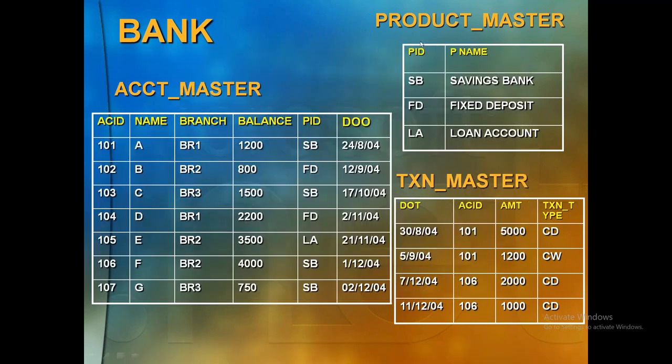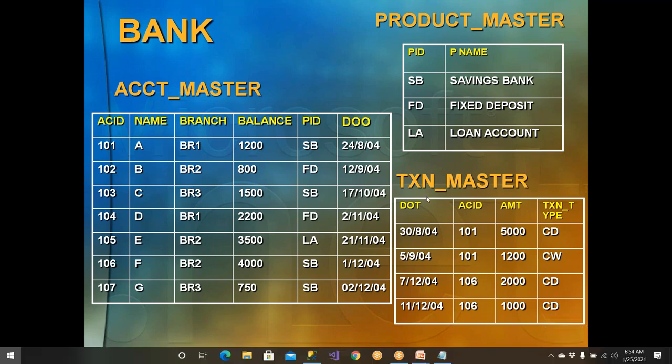For example, product master table, transaction master table. Is there any common column to join these two tables? The answer is no. Product ID, product name. Here you don't have any product ID, product name. So product master table and transaction master table cannot be joined. Am I clear?